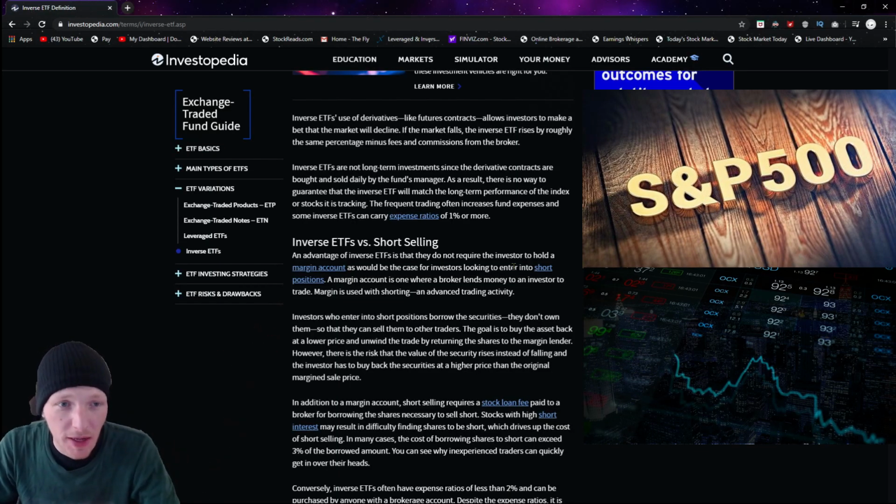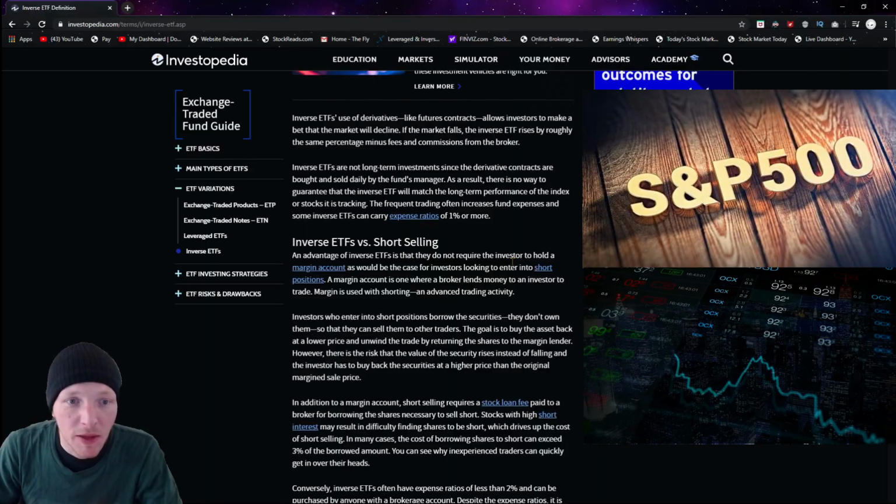And as I was saying, inverse ETFs are not long-term investments since the derivative contracts are bought and sold daily by the fund's manager. As a result, there is no way to guarantee that the inverse ETF will match the long-term performance of the index or stocks it is tracking. The frequent trading often increases fund expenses, and some inverse ETFs can carry expense ratios of 1% or more.